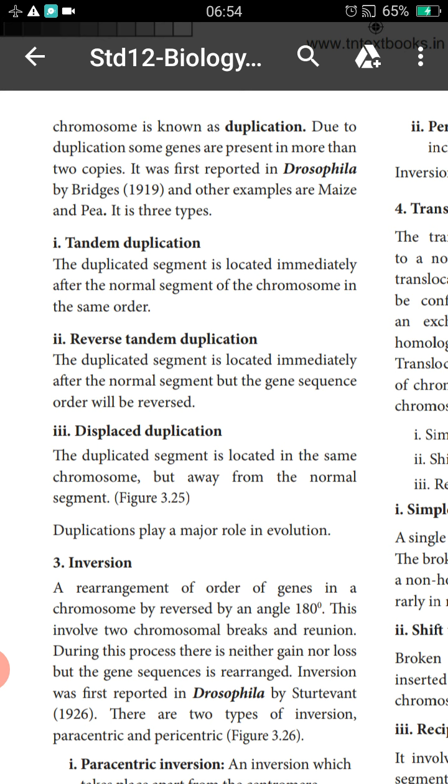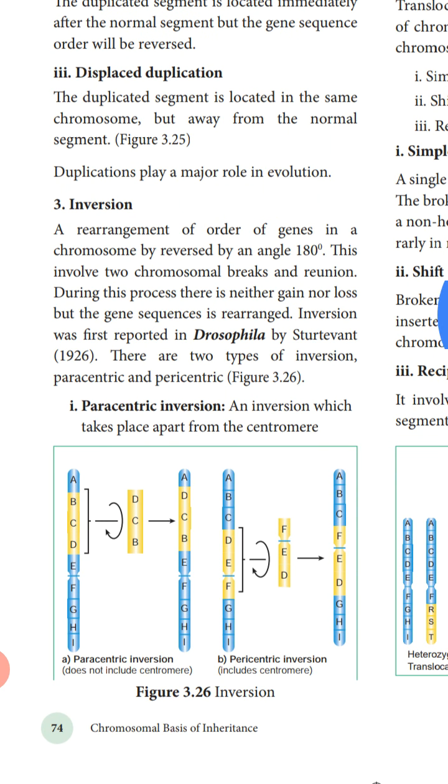Inversion is the rearrangement of the order of genes in a chromosome by reversing by an angle of 180 degrees. Okay, the segment of the chromosome is getting reversed by an angle of 180 degrees, then it is called as inversion. So this involves two chromosomal breaks and reunion. So here you can see in figure 3.26, inversion.